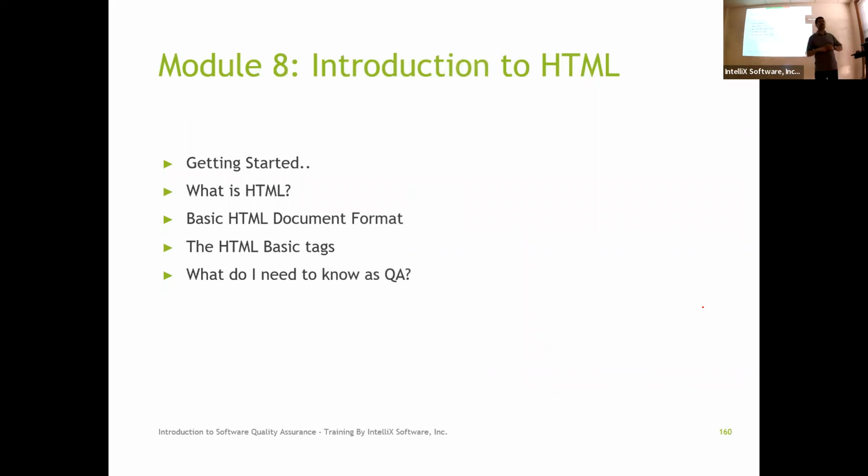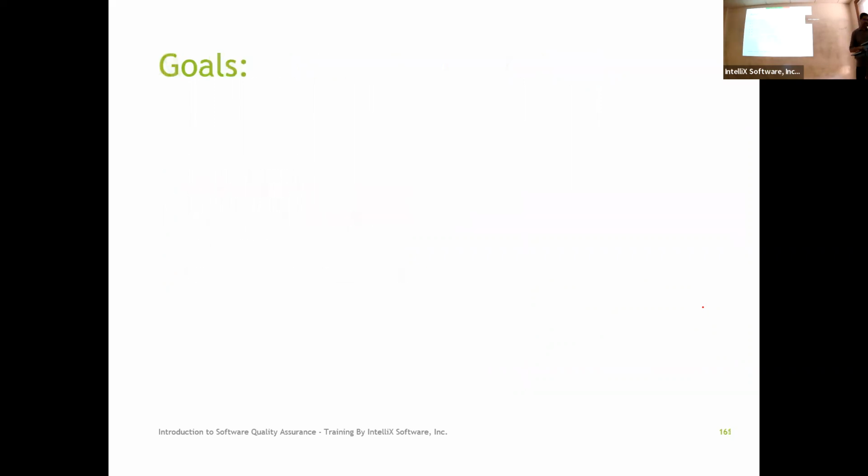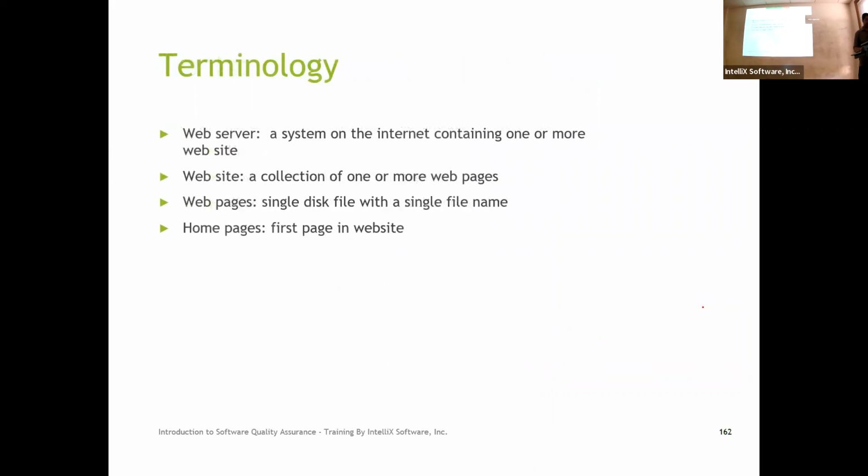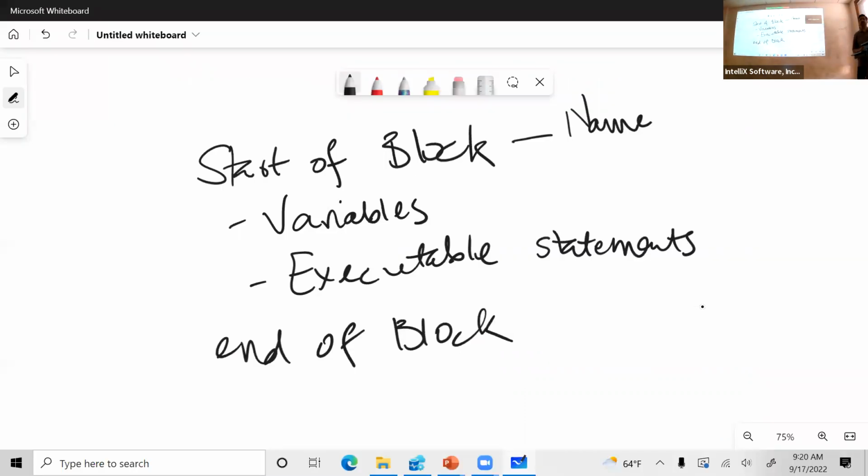The second thing you're going to encounter as a quality assurance person is HTML. So what is HTML? It's HyperText Markup Language. What is it used for? It's used by browsers to interpret and display the content.